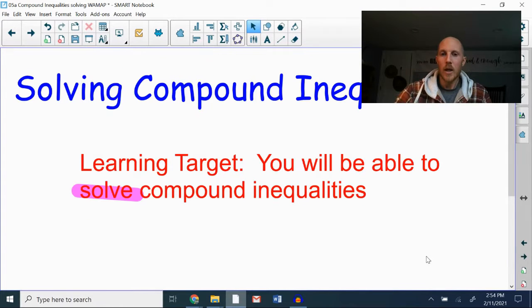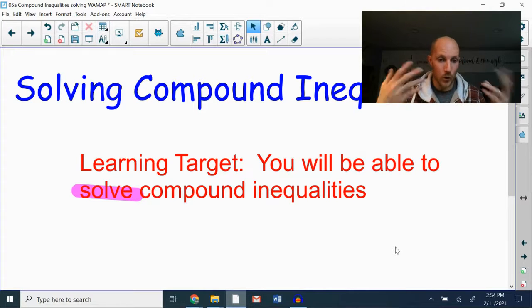Cool. Well, today we are going to learn about solving compound inequalities. Our learning target is just that: you'll be able to solve compound inequalities. So last time we learned about compound inequalities, and we just did those first two tasks, writing them and graphing them. And so today we're going to pick it up where we left off, and we'll continue into solving.